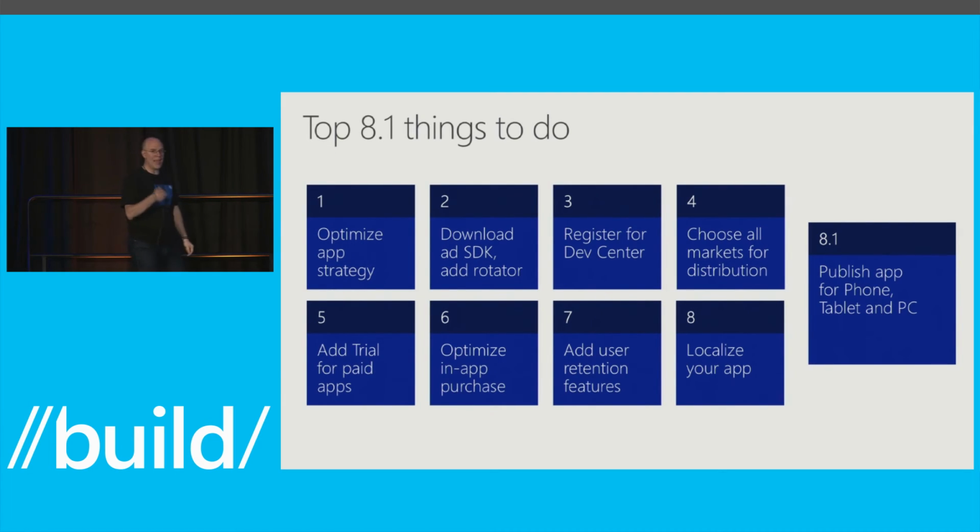If you're using a paid app, make sure you add a trial. If you're using in-app purchase, go to the best practices we talked about today. Think about the user retention features that I talked about, and see if they can fit within your app strategy. Localize your app and get it into the right languages. And one very simple recommendation: just publish in both stores. You'll double the number of users you can target, and you'll double the amount of revenue.